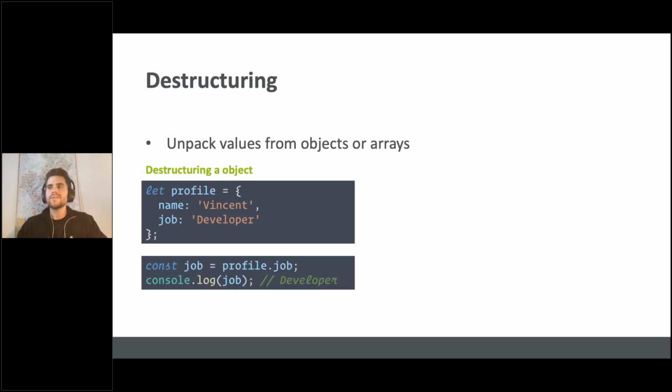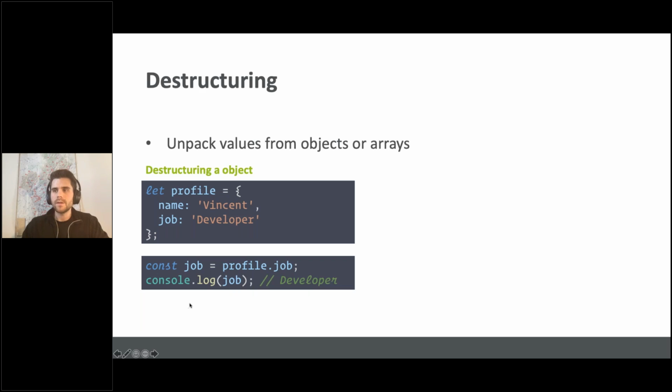And this profile object has 2 properties, a name and a job. So when we use destructuring, let me take a step back. When we don't use destructuring, the way to get the value of a property would be like this. So I want to get the job out of this profile. So I would declare a variable called job, and I want to get to the job of the profile.